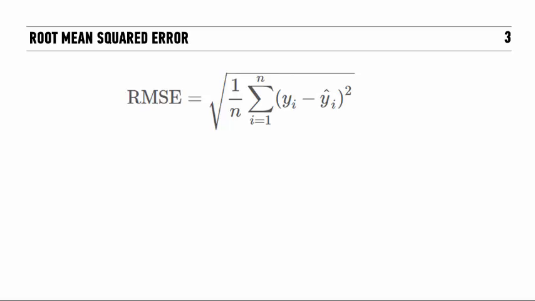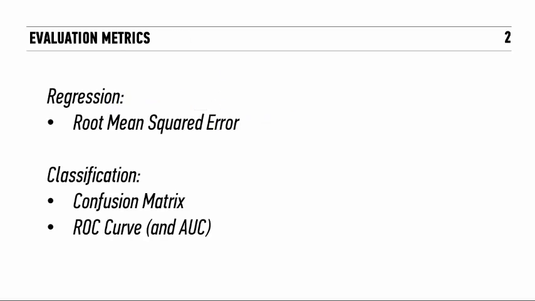Model evaluation metrics. So there are 3 model evaluation metrics we're going to go over. I'm going to skip over the root mean squared error, and we're going to cover that next class for the linear regression. And we're going to focus on something called the confusion matrix and the ROC curve.